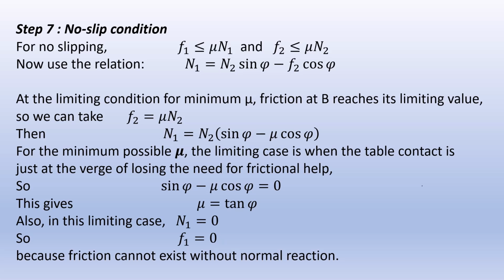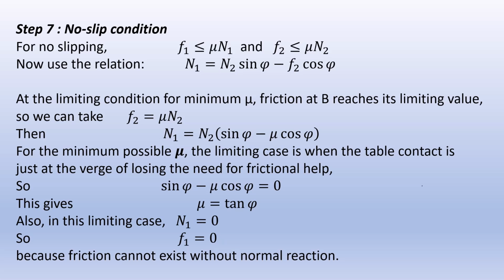Since the sphere should not slip during the collision, the friction forces at both contact points must remain within their limiting values. So we write F1 is less than or equal to mu into N1 and F2 is less than or equal to mu into N2. Now earlier from the vertical impulse relation we have already obtained N1 is equal to N2 sin phi minus F2 cos phi.